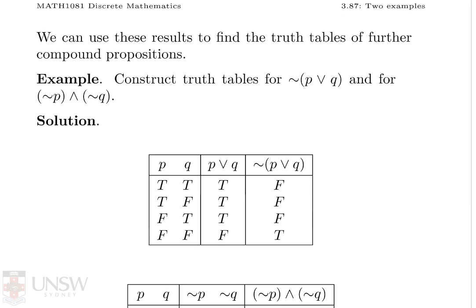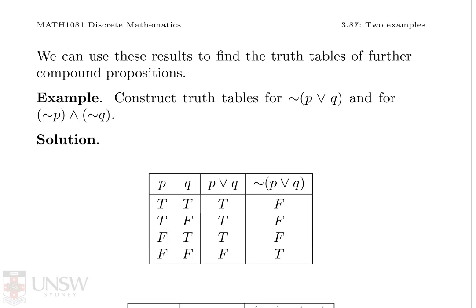And as I've foreshadowed, what we want to do is to work out truth values of compound propositions, and we just do it step by step using the results that we've just seen. So let's construct truth tables for not (P or Q), and also for not P and not Q. And we'll do it simply, as I said, step by step.